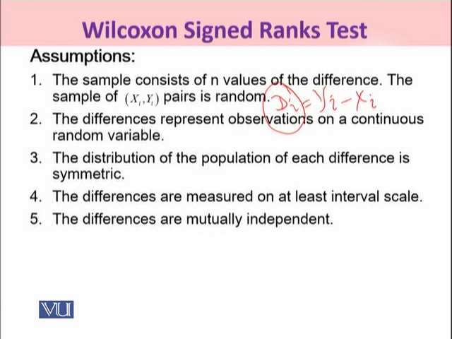The next assumption is about the distribution of the population of each difference. That means if we are talking about all the differences, there will be d1, d2, and so on up to dn. They are assumed to be following a symmetric distribution. The next assumption is that the differences are measured on at least an interval scale of measurement. That is considered to be a higher scale compared to the ordinal scale of measurement. Whereas the last assumption is that all these differences, d1, d2, and so on up to dn, are mutually independent.